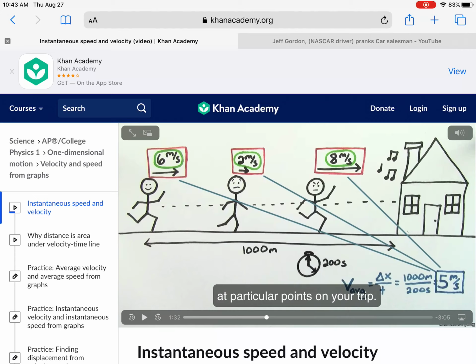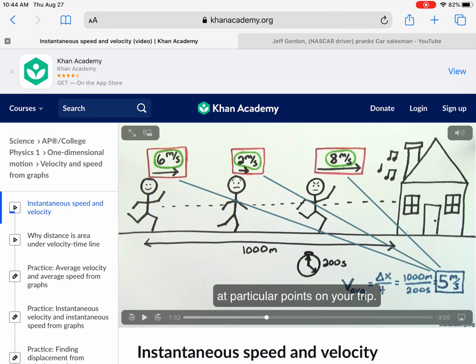Okay, this is a super important distinction I want you guys to note. So in this running example, at one point you were going 6, at another 2, and at another 8. Those are all instantaneous velocities at particular moments. Now, we don't know how long you were traveling at those different velocities. But we do know that the total distance you went was 1,000 meters, and you traveled this in 200 seconds. So we can calculate your average velocity with our formula of taking the total distance, 1,000, divided by the total time, 200. And when we divide those two numbers, we get 5.